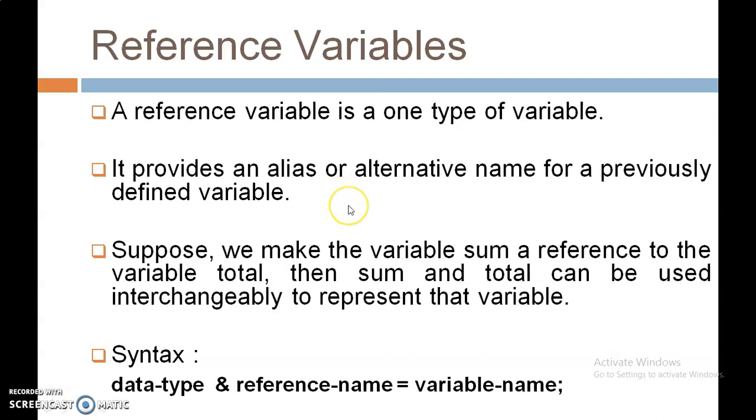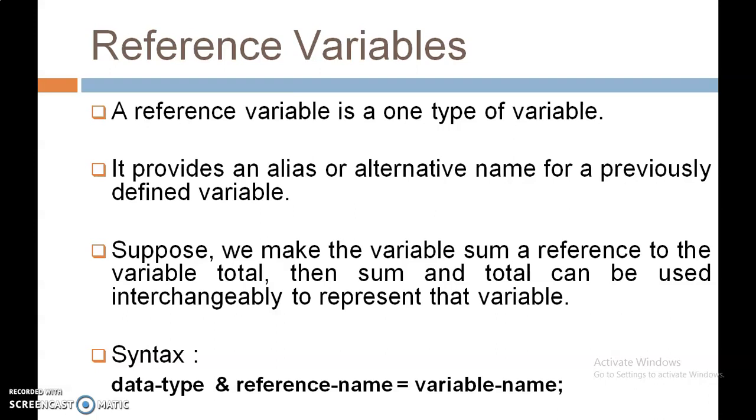Then the next thing is a reference variable. This is a new concept in C++. What is a reference variable? It is a special type of variable which provides an alias or alternative name for a previously defined variable. For example, if we make sum a reference to the variable total, then sum and total can be used interchangeably to represent that variable.